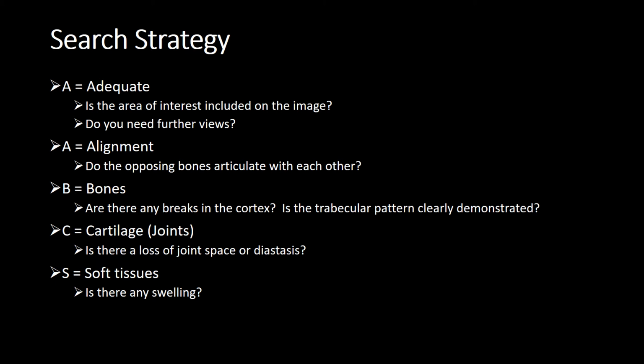C is for cartilage or joints. Is there loss of joint space or diastasis? And S is for soft tissues. Is there any swelling that might guide you towards an underlying fracture?